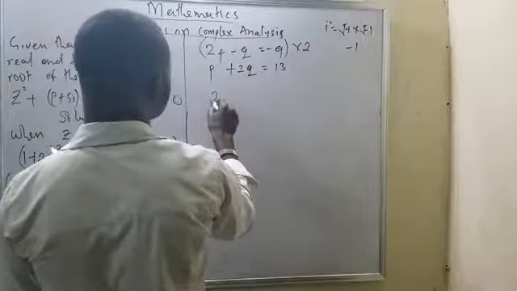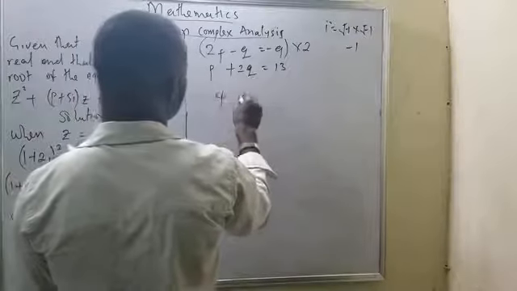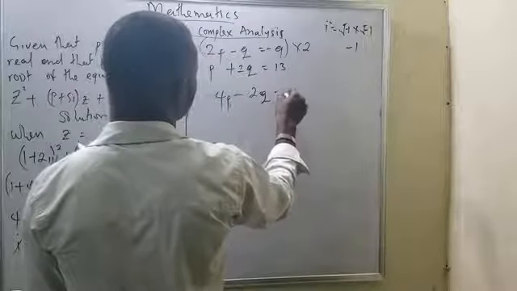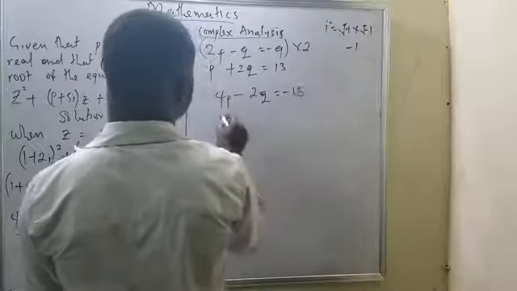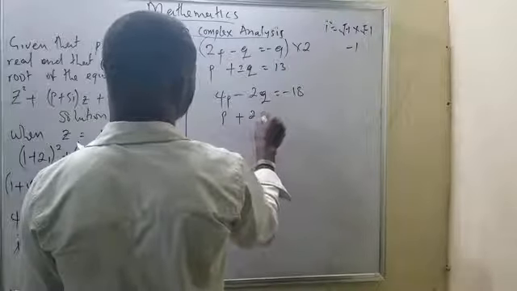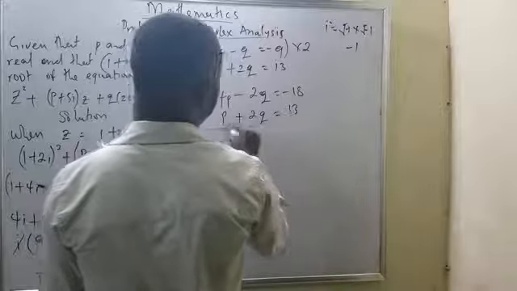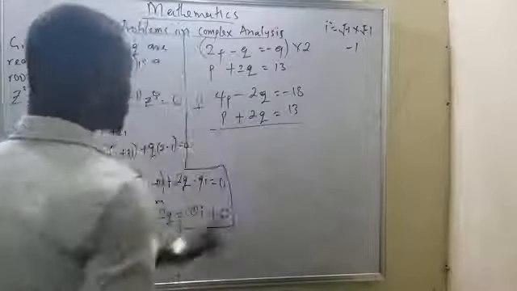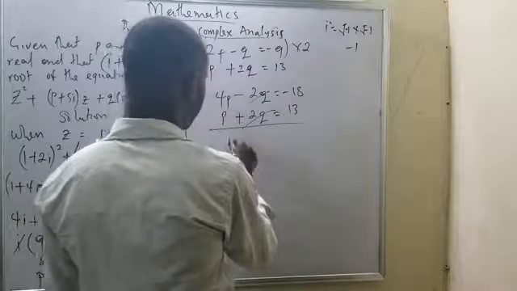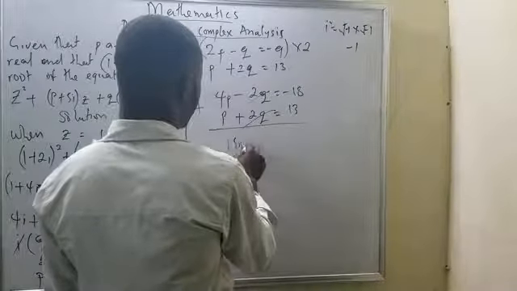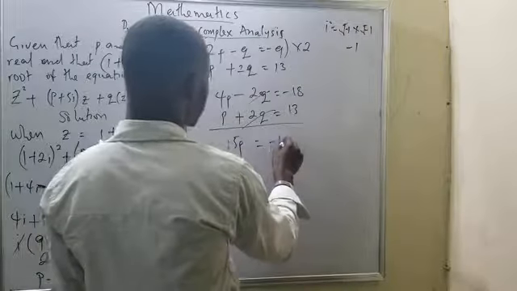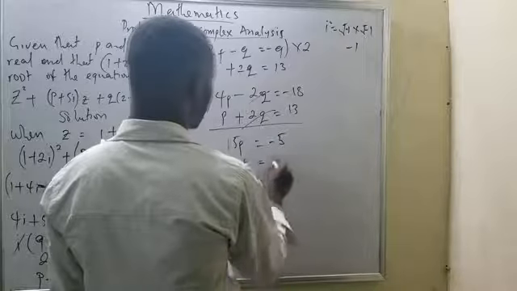I'll be having 4p minus 2q equals to minus 18, and p plus 2q equals to 13. I will add them, because if I subtract, there will be a problem here. It means this will cancel out. 15. I'll be having 5p equals to, this also will be 5 minus 5. Now my p equals to minus 1.